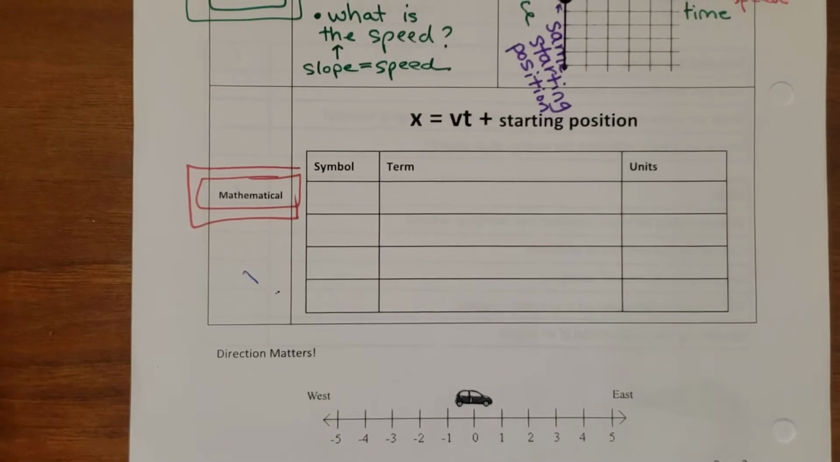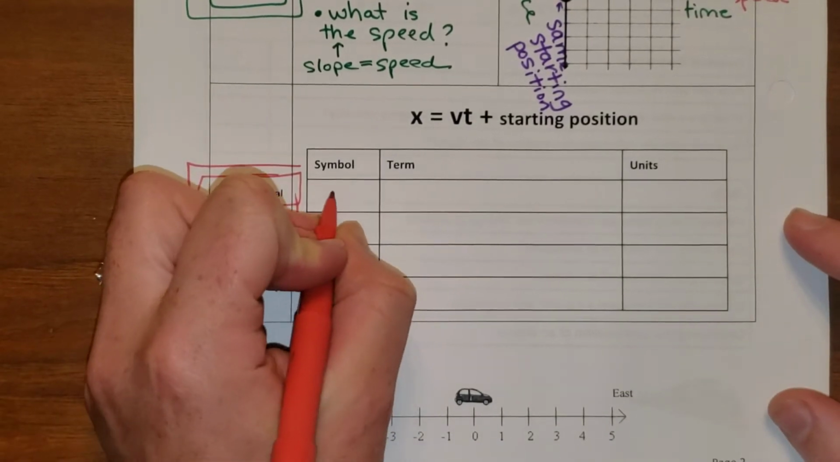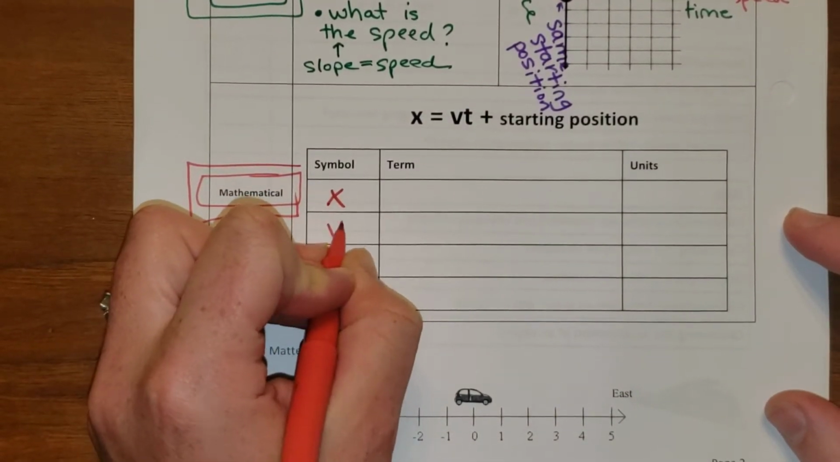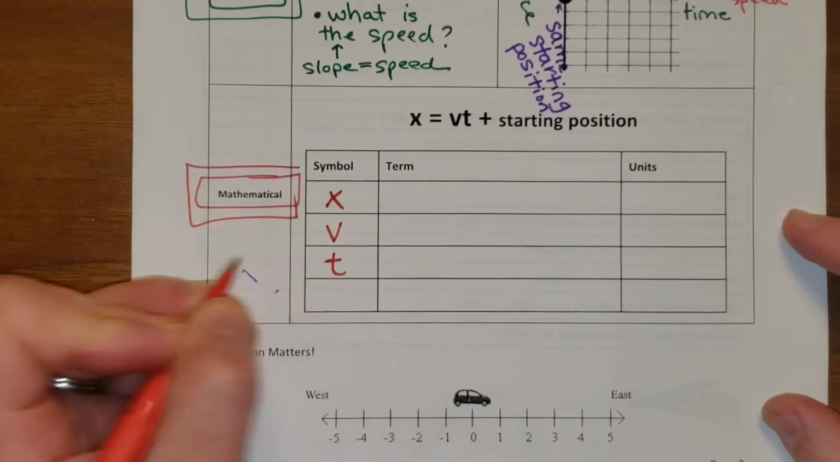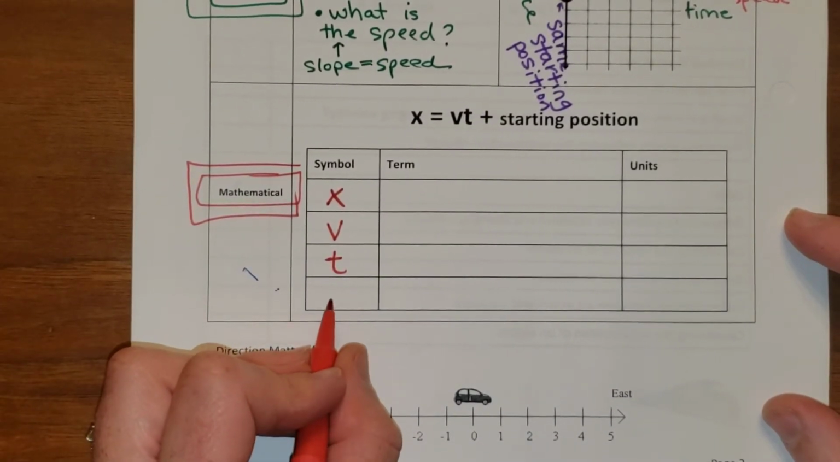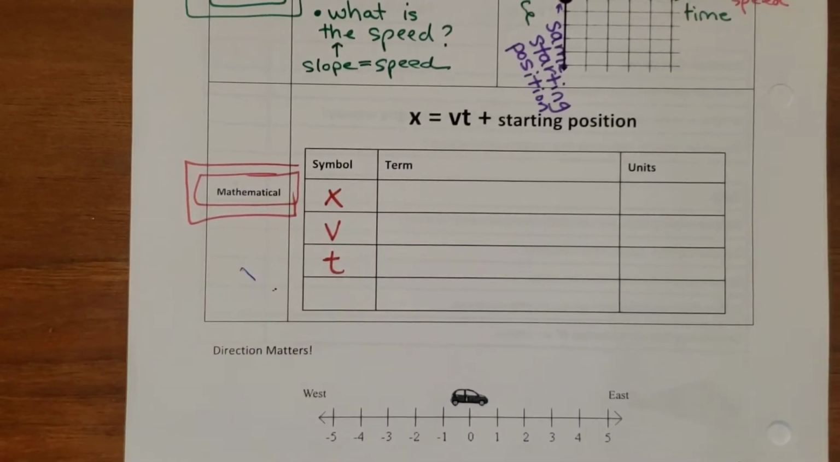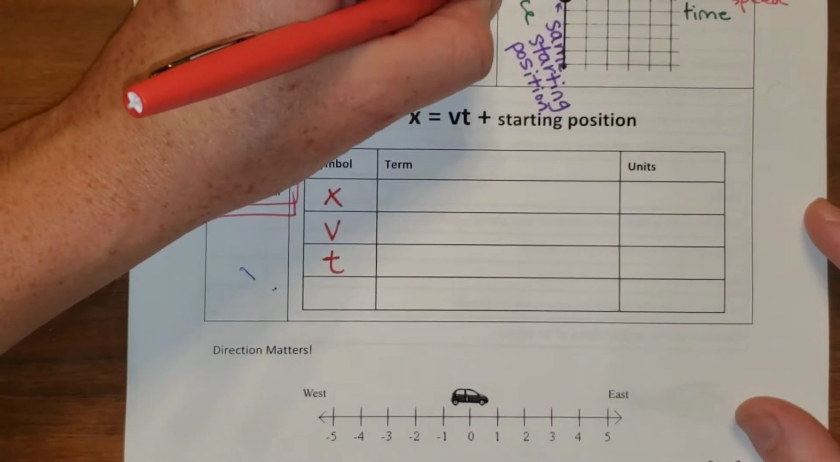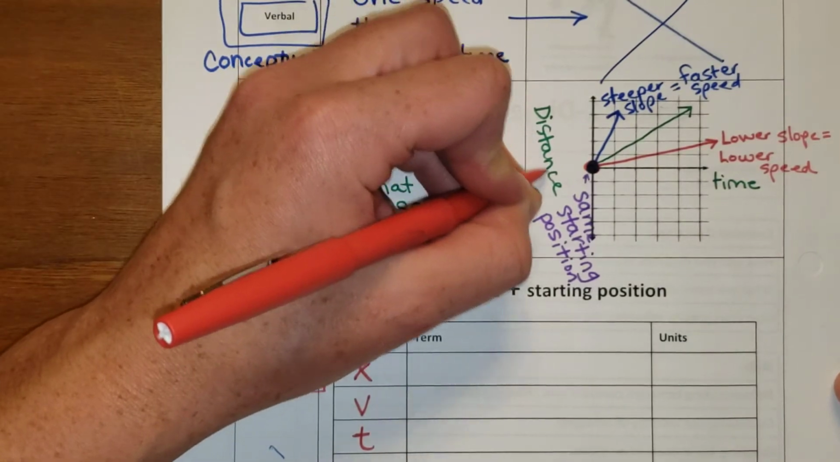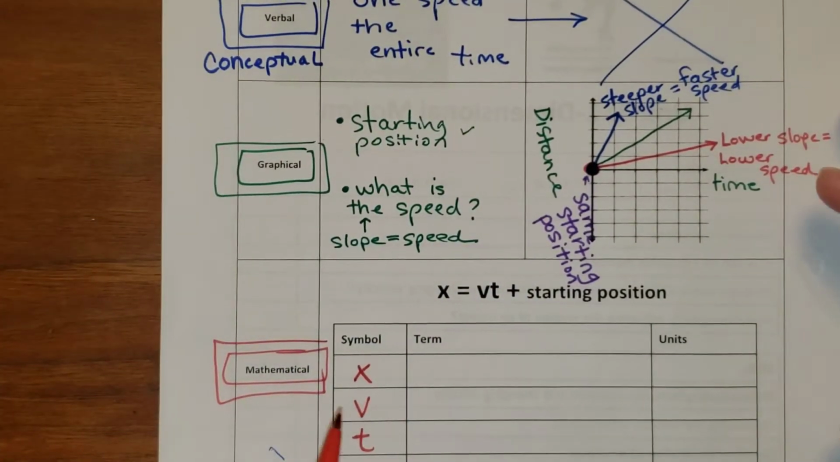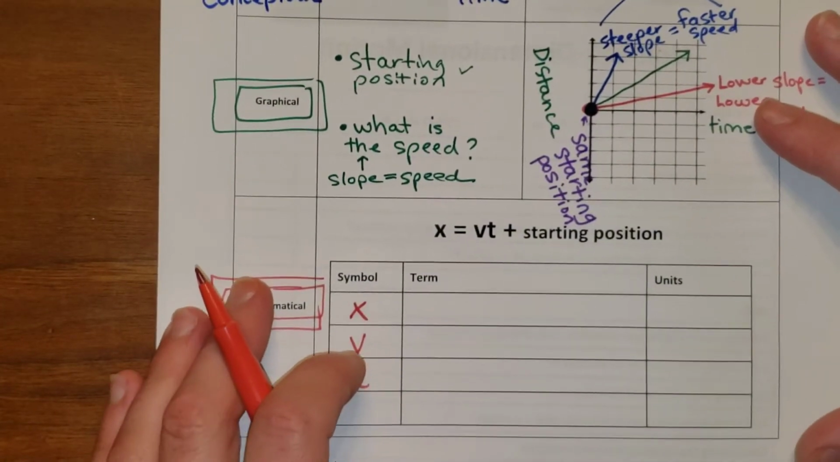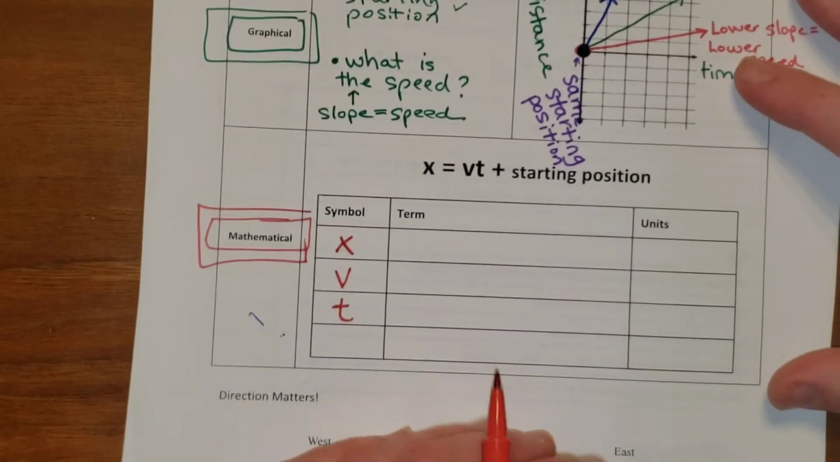This is going to be our speed equation, where we have an x, a v, and a t. You might say, hey, wait, there's a fourth thing there. What are we going to put there? Nothing yet. So x is distance, and you notice that we had distance on the y-axis up here. And so first I'm just going to label the term there, distance.